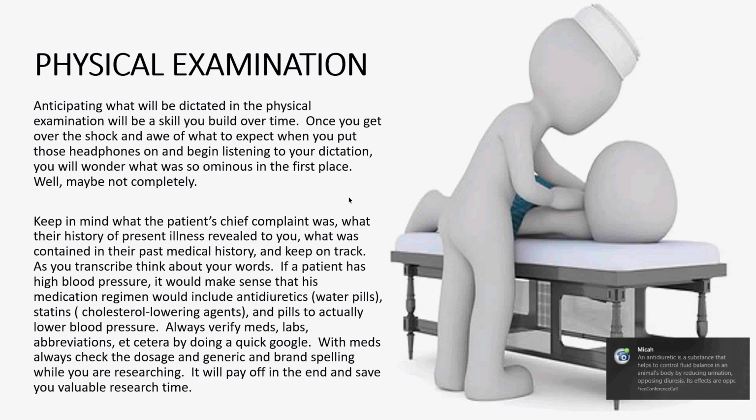Okay, Micah got the answer. An antidiuretic is a substance that helps to control fluid balance in an animal's body by reducing urination. Opposing diuresis, it affects the opposite. Thank you. So that's when we don't want them to lose water. That's what I thought when I had the word anti in there. I'm like, what did I do? Thank you. Very good.